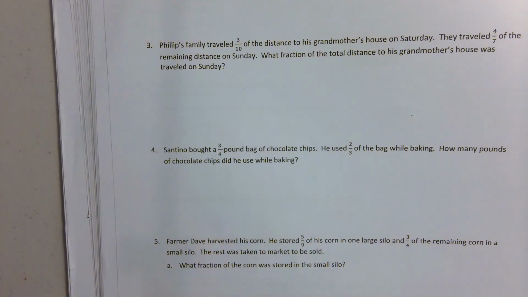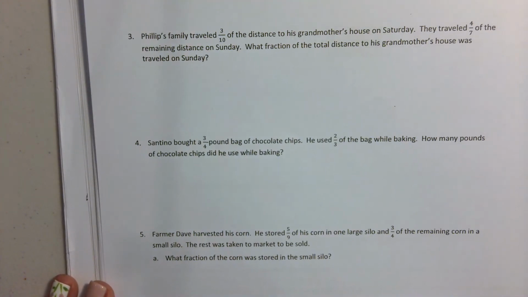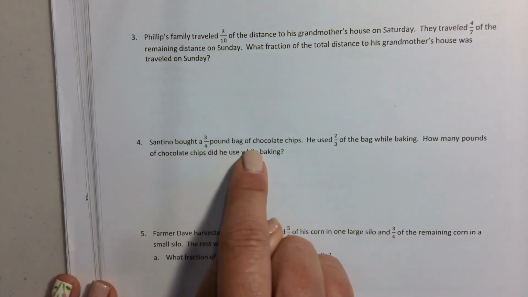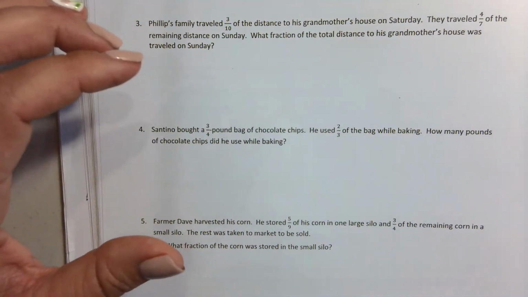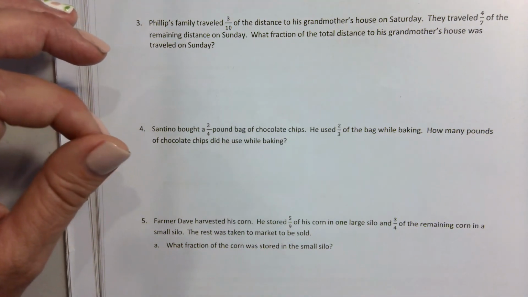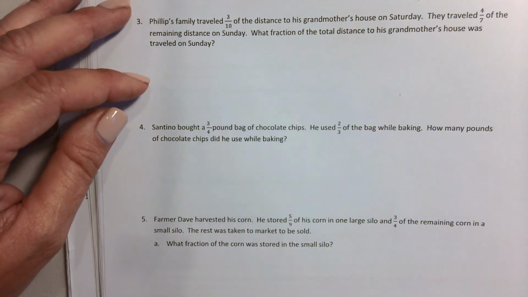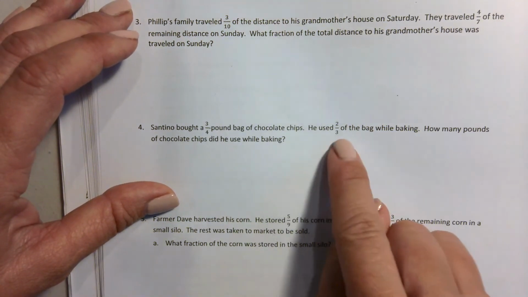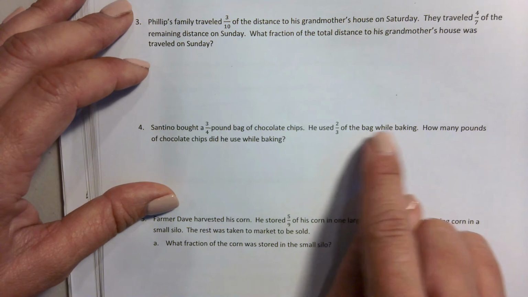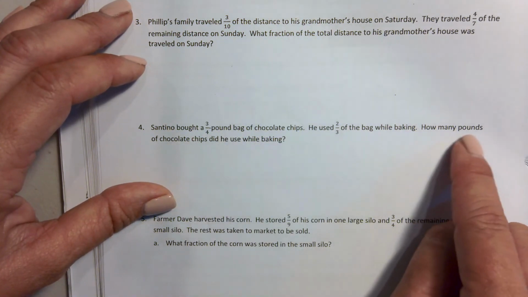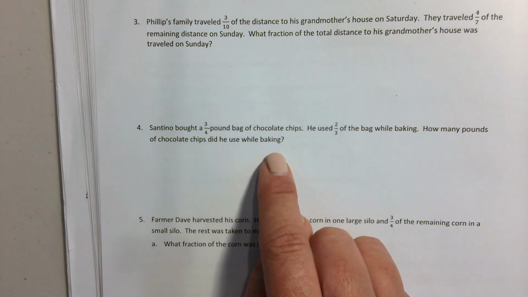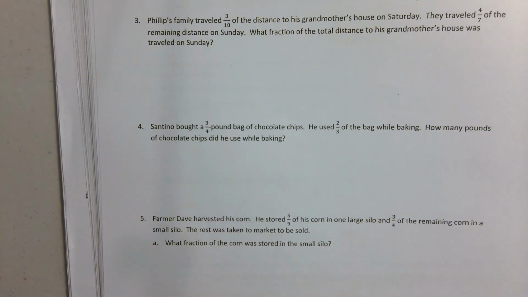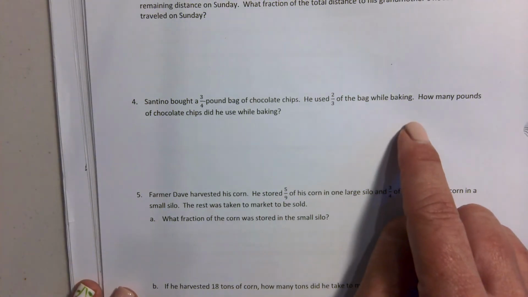Now Santino bought a 3/4 pound bag of chocolate chips. So it's not a full pound, it's only 3/4 of a pound bag. So how many ounces are in a pound? 16 ounces. So 3/4 of 16 would be 12 ounces, right? So just a nugget of knowledge there. He used 2/3 of the bag while baking. So 2/3 of 3/4. How many pounds of chocolate chips did he use while baking? So make sure you know that there are 16 ounces in a pound.